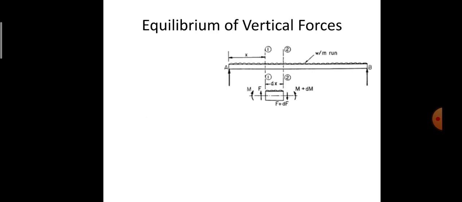Next I am going to consider the forces and moments acting on the length dx of the beam. You can observe here in the second sketch, the force F is acting vertically upward at section 1-1. The force F plus dF is acting in the vertically downward direction at section 2-2 in order to maintain the equilibrium state. Similarly, you can observe the load W which is acting.